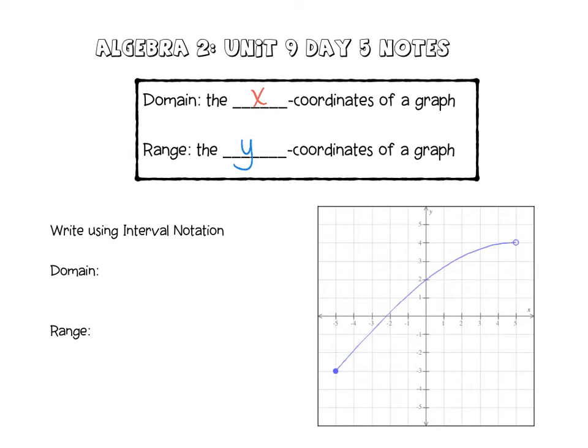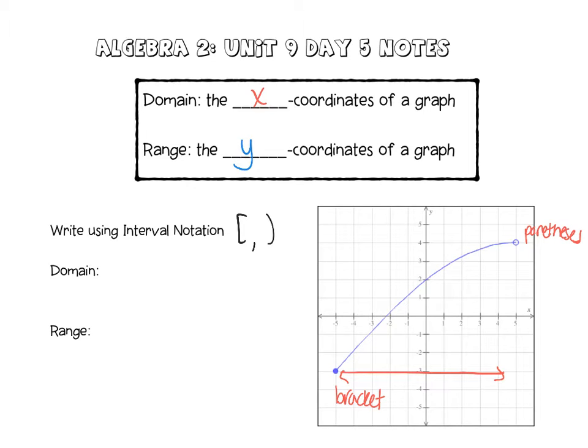Remember that interval notation is when you use the brackets and the parentheses separated by a comma, and you're just listing where they go. So let's look at what we have. For the domain, we're talking about the x values, which go from left to right on our axis. Since the leftmost point is a closed circle, we use a bracket for interval notation. Since the rightmost point is an open circle, we use a parentheses.